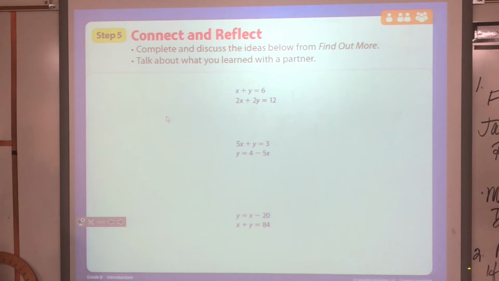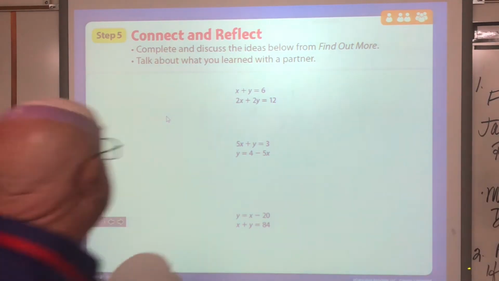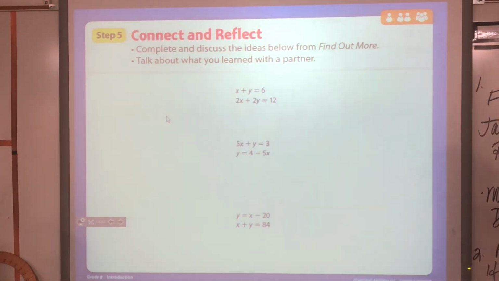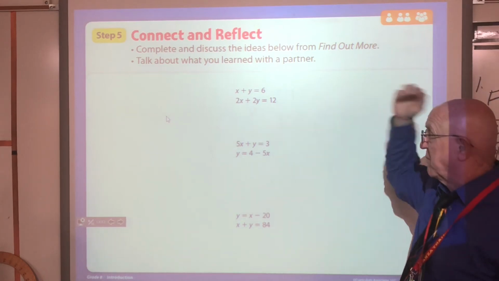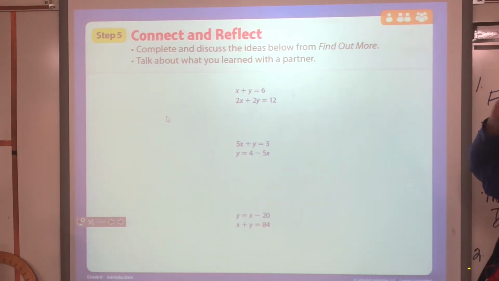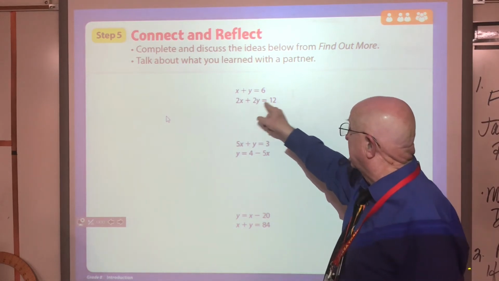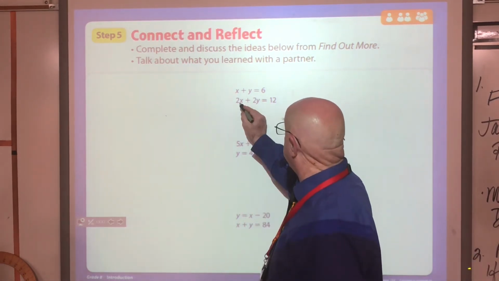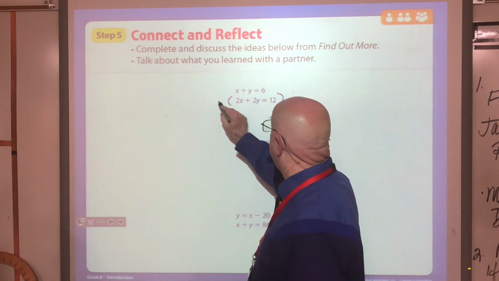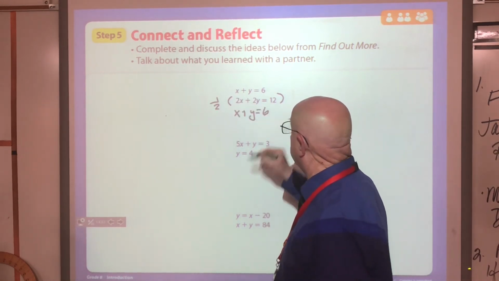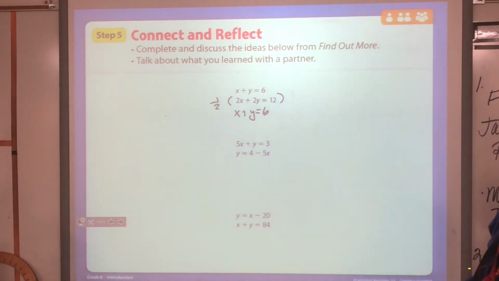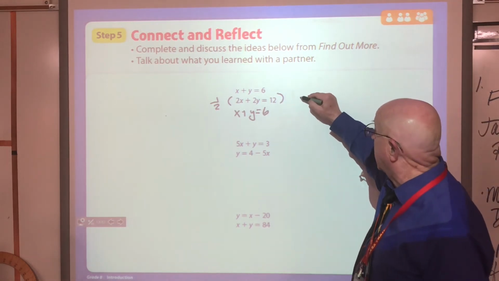All right. What we're going to do here, we're going to look at these ideas below and see what we can figure out. What would be the solution? How many solutions would we have for this problem here? If I divide this whole thing by 2, or multiply by 1/2, I'm going to get x plus y equals 6. So how many solutions would I have in that? And the answer to that is I'd have multiple solutions, or infinite, right?